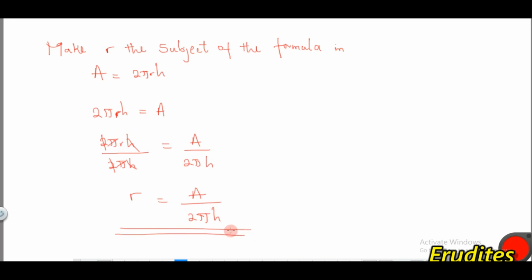What I just did here was to change the subject of the formula by making r the subject of the formula. I just rearranged this formula so that r can become the subject instead of A. In the next example, and in the next video rather, we'll look at more examples.